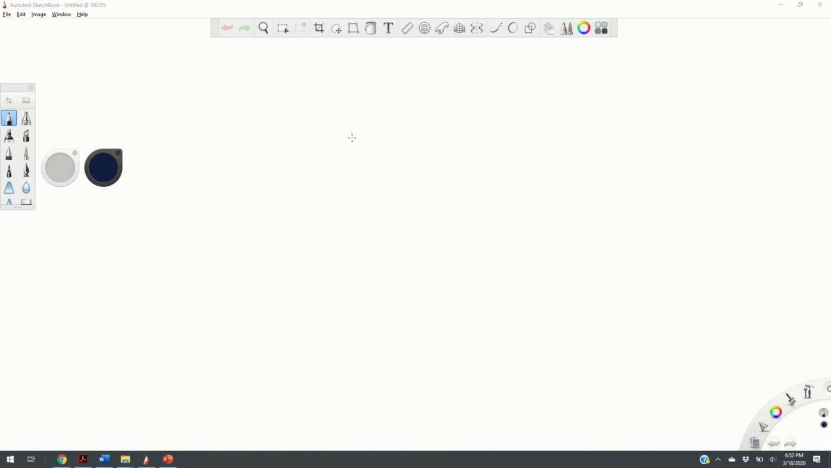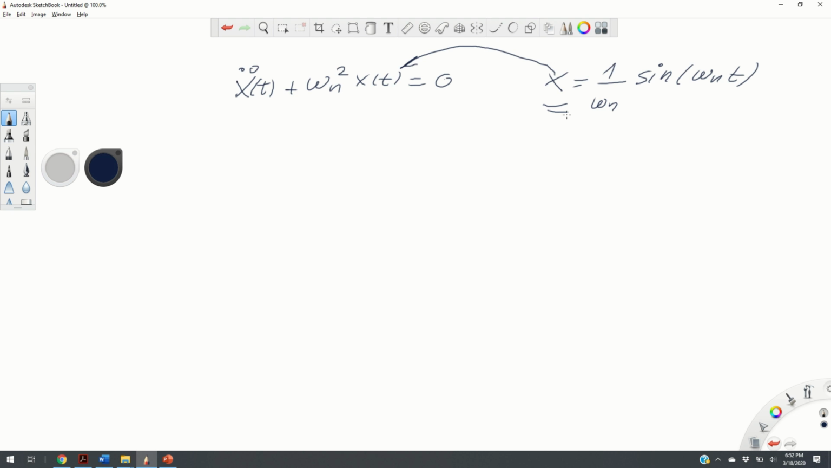As a final step, we want to verify that our solution is correct. So how to do this? This was our original differential equation. So how to verify that the solution that we derived for certain initial conditions is actually the correct solution? Well, this solution has to satisfy the differential equation. So let us verify. So the first derivative of x is 1 over omega n times cosine omega n t. Now, these two terms cancel each other, so we have x double dot is minus omega n sine omega n t.